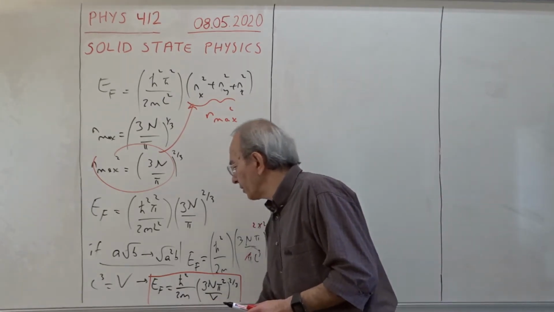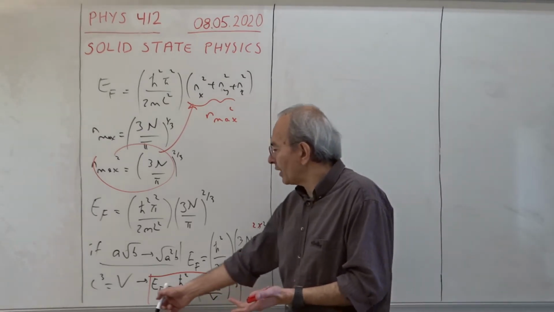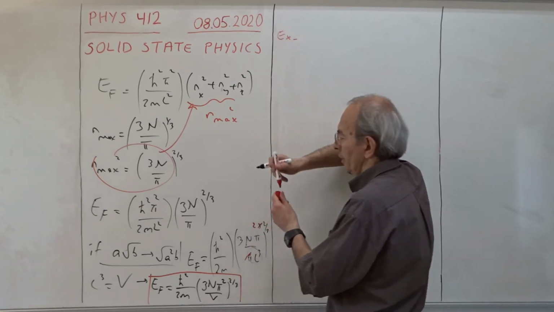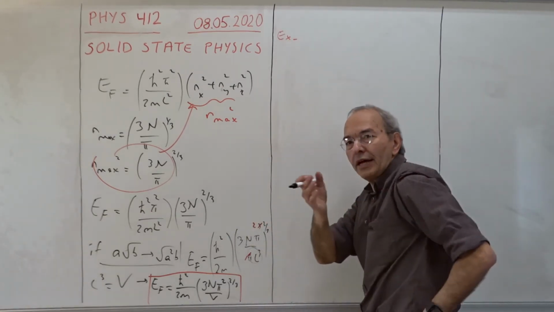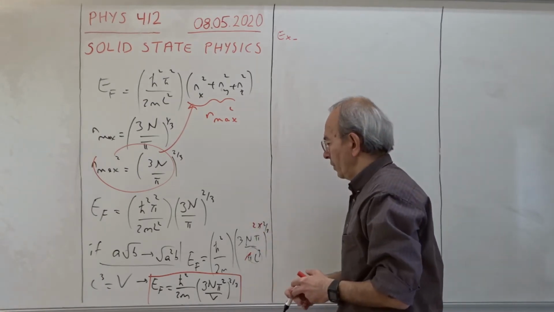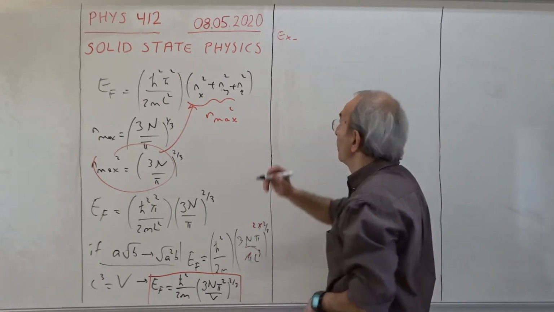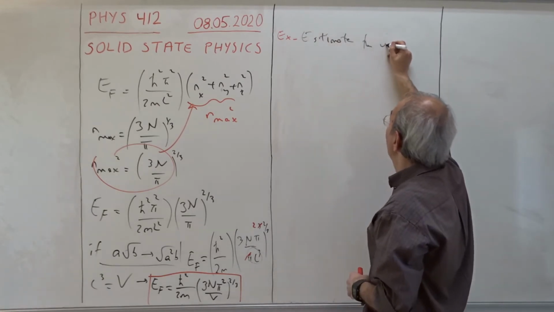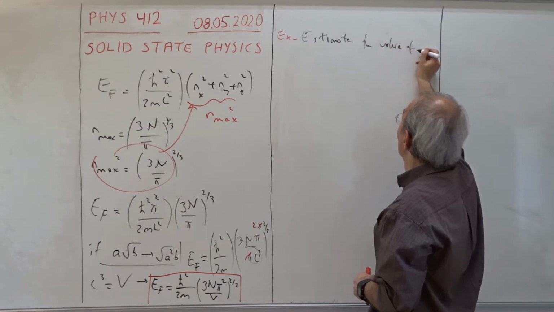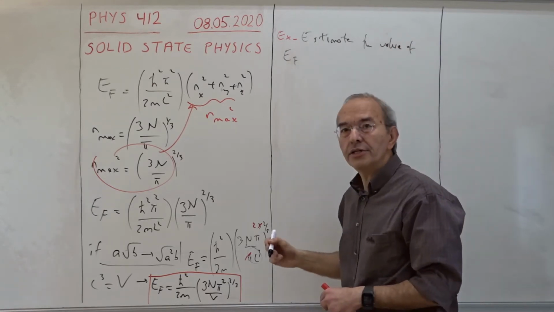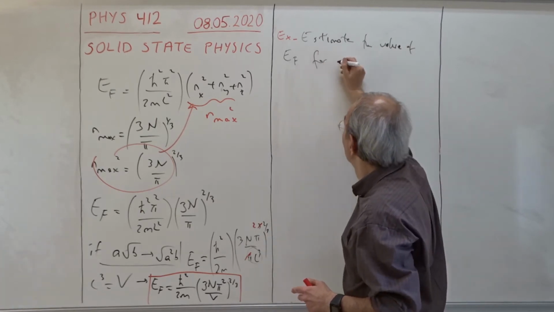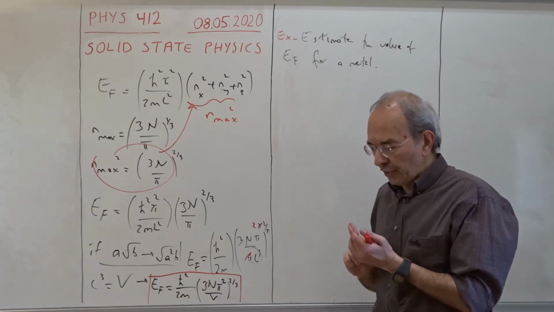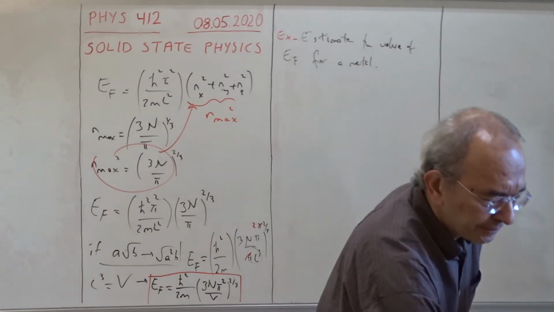Let's have a very simple sort of example. For instance, find the value of the Fermi level. Example: estimate the value of Fermi energy for a normal, ordinary metal. Estimate the value of EF, Fermi energy, for a metal. How can we find such estimations?